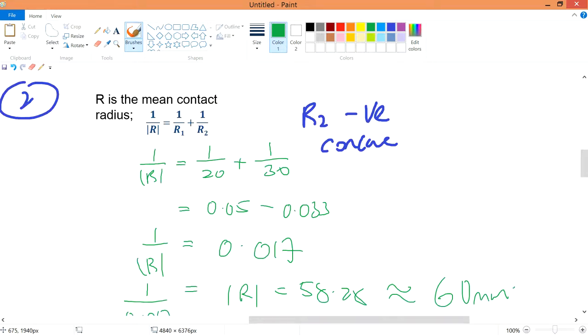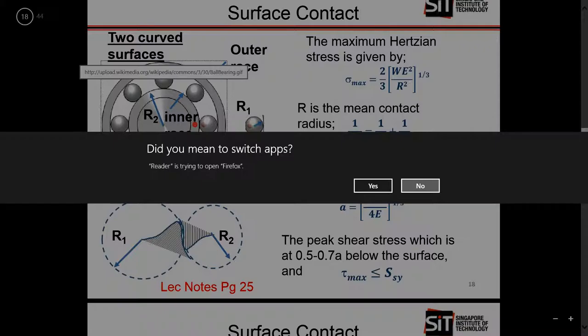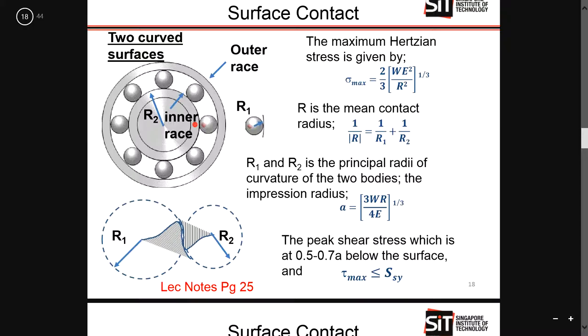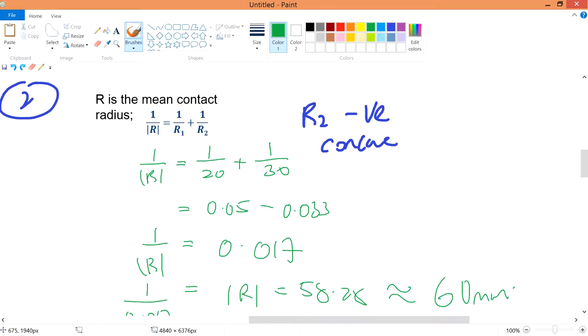Please take note that you'll need to memorize this equation, or I forgot to say, where does this equation come from? You can go to page 18 of the Tribology lecture notes. It's over here, the mean contact radius. The next thing that I want to introduce to you is the equivalent Young modulus E. This is an equation you also need to memorize. It's given to you in these slides, but it's not given to you in the exams.